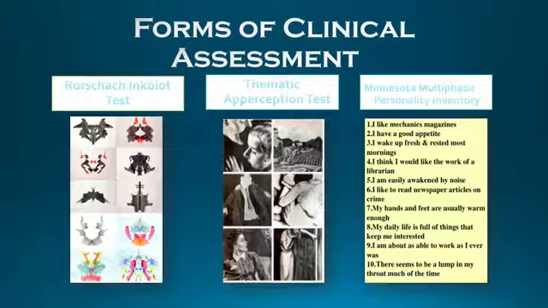For the different types of clinical assessment, we were offered three choices. We have the Rorschach ink blot test, the thematic apperception test, and the Minnesota Multiphasic Personality Inventory. Again, this narrated presentation was made with the intention of being viewed by pretty much anyone with a vague knowledge, so I just want to cover them very briefly. Obviously, the Rorschach ink blot test uses different images of ink drops folded in half, so you get different images.